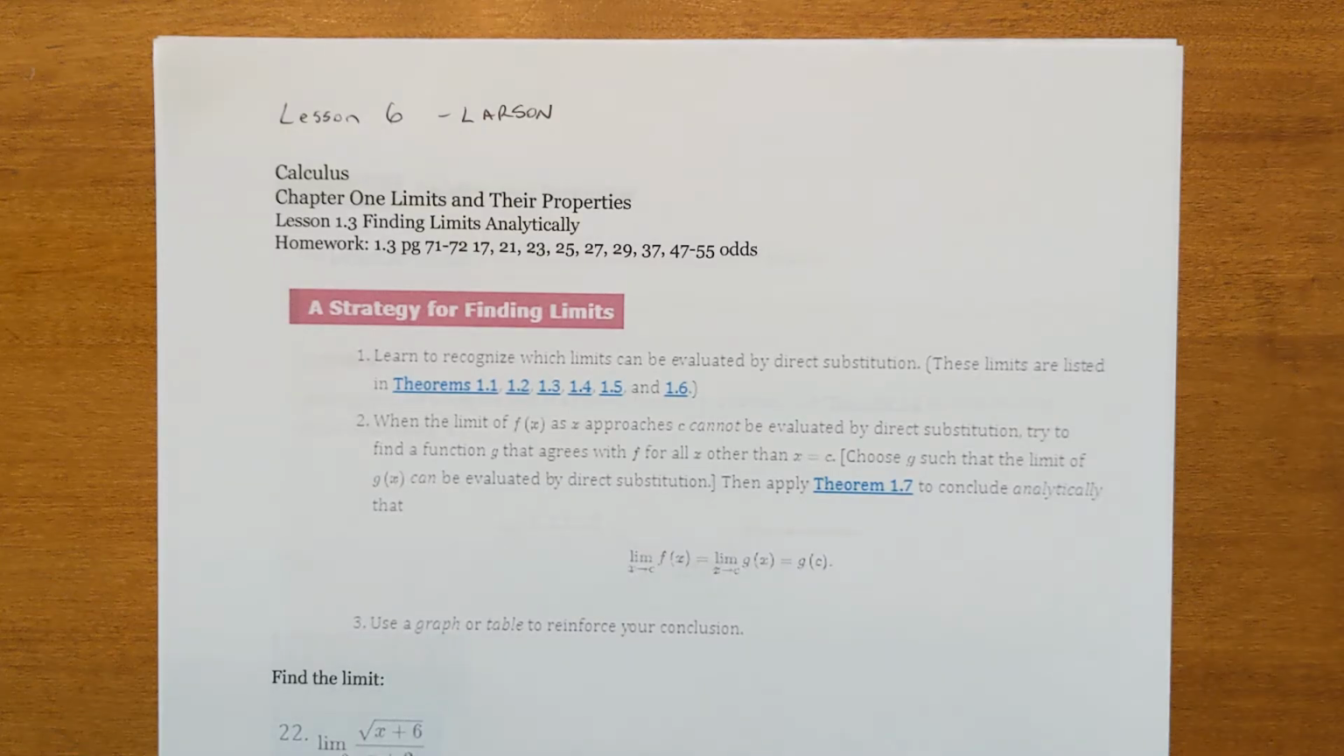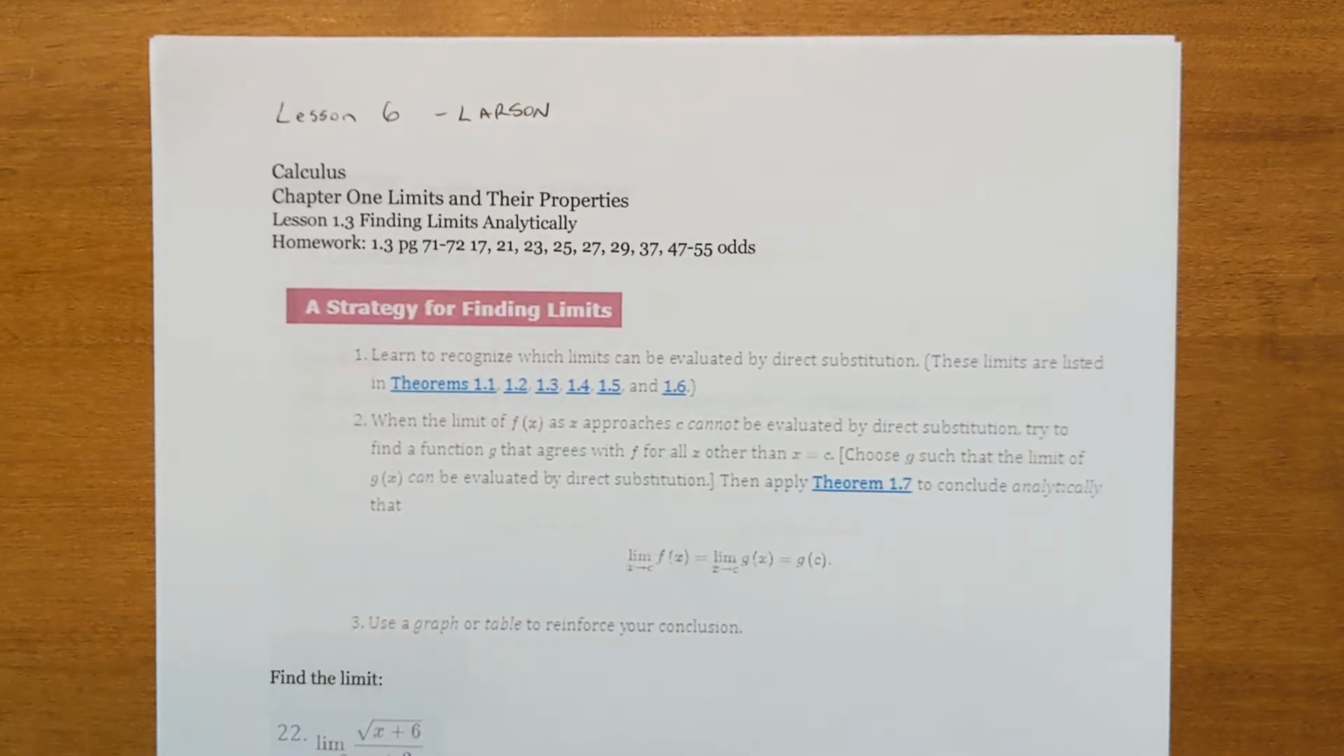We're on lesson 6 of calculus using the Larson textbook. We're on section 1.3, finding limits analytically. In lesson 5, we found limits by looking at the graph and at a chart of numbers, as the x values came closer and closer to a value, seeing what the y values were getting closer to.